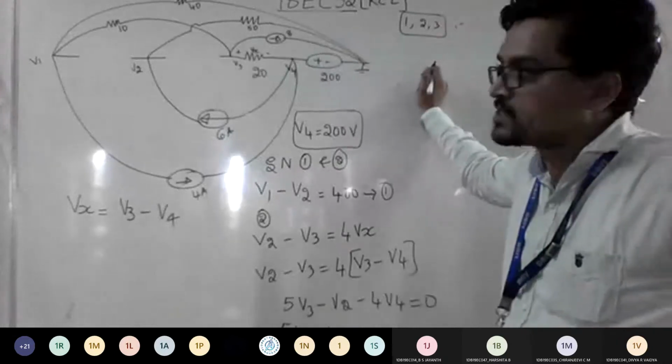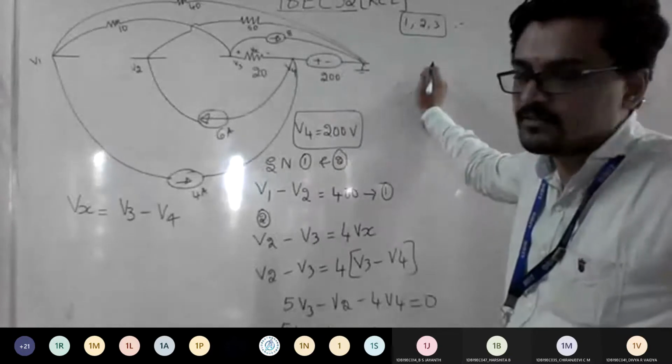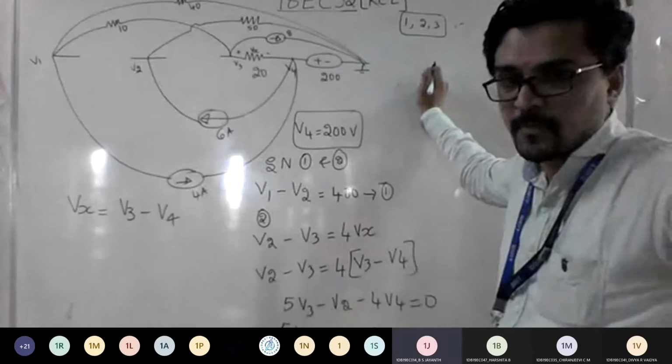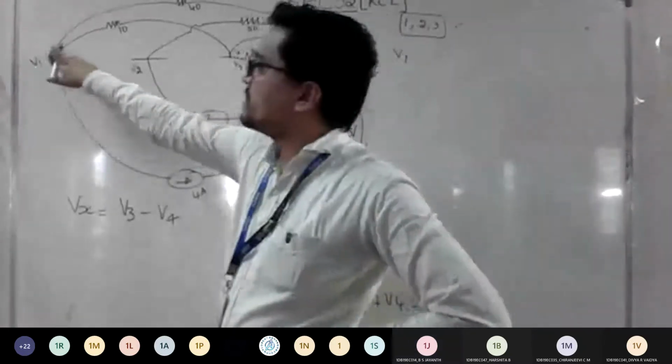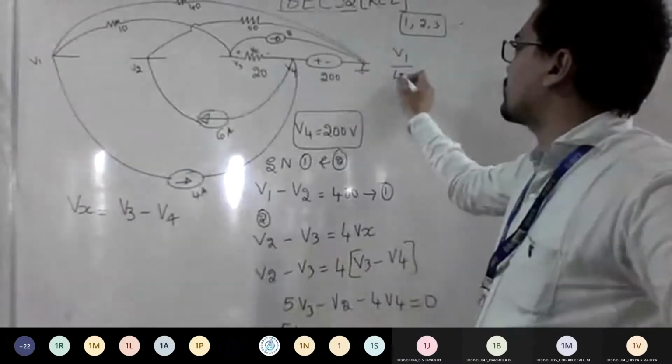For node 1, how many terminals where current is entering and leaving? So 3 branches are there. So start with V1 divided by 40, sir. Okay, so you've taken the first one, good. So it's V1 minus ground 0, divided by 40. So you can write V1 by 40, good.